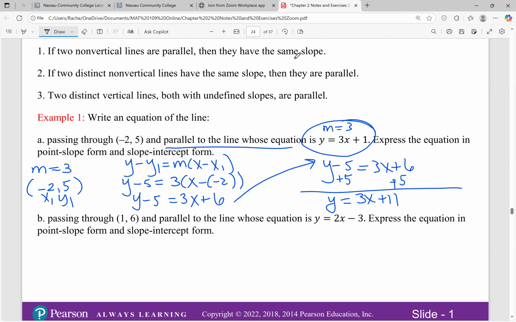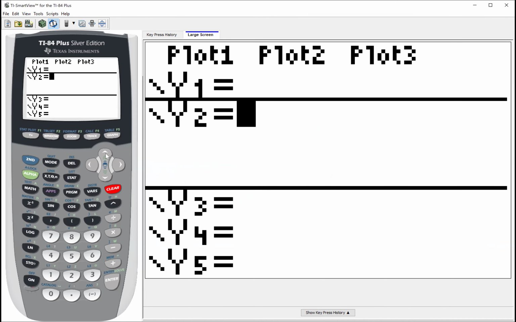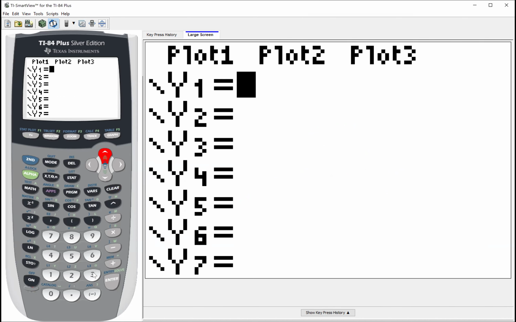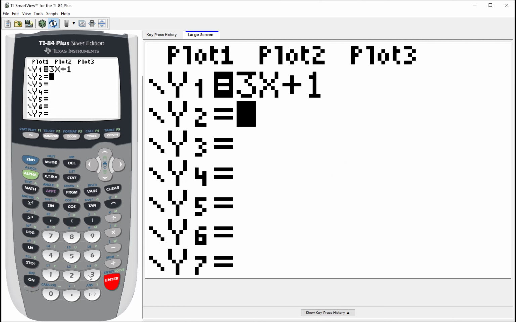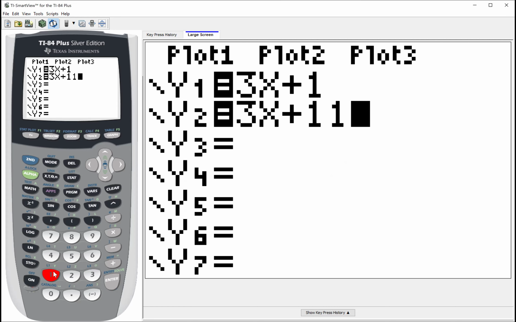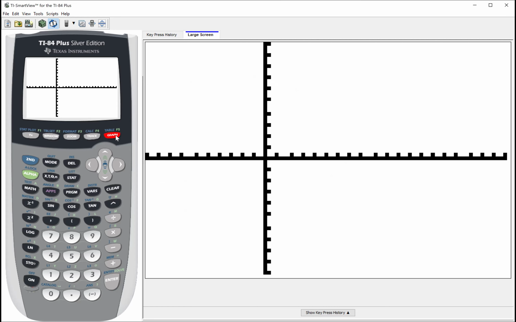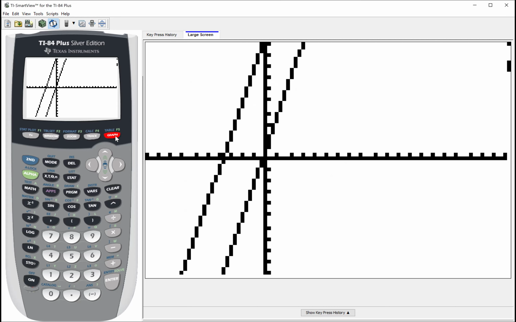So let me share my calculator. So let's graph y equals 3x plus 1 and y equals 3x plus 11 on the same graph. And we can see that these lines run parallel to one another.